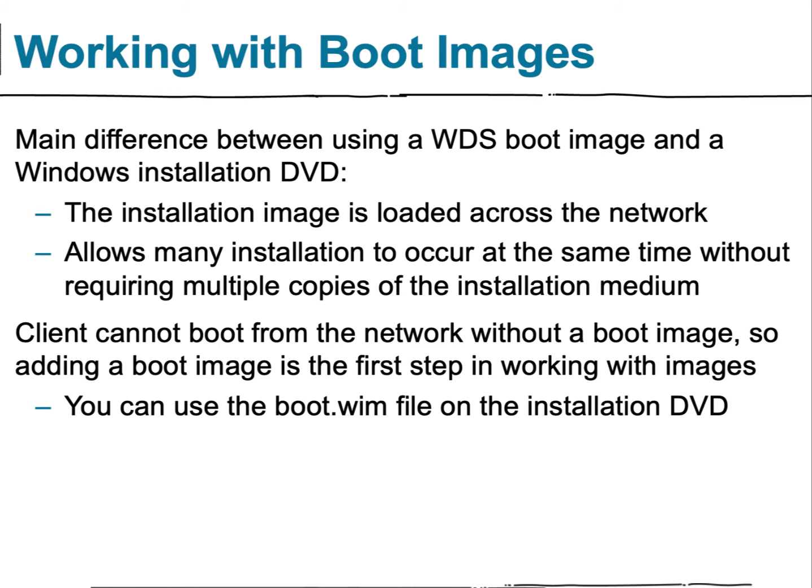Adding a boot image is really the first step in working with images because without one, you can't boot clients from the network. After a boot image is configured, you can do testing of your WDS setup. In most cases, you should use the boot.wim file on the Windows Server 2016 installation media.